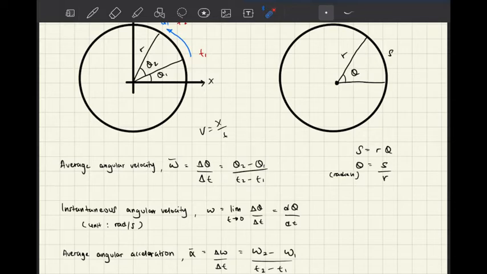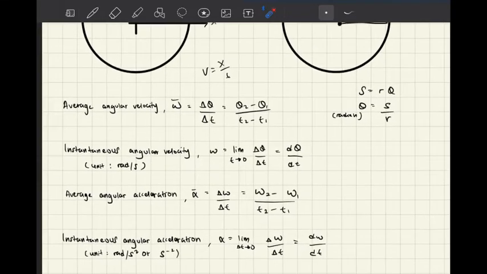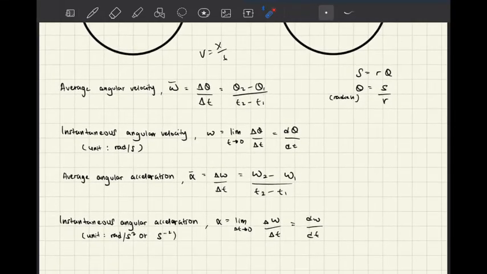I'm also going to put the arc equation. How do you find the arc of the circle? The arc essentially is the radius multiplied with the angle. That's it. Moving on to instantaneous angular velocity.